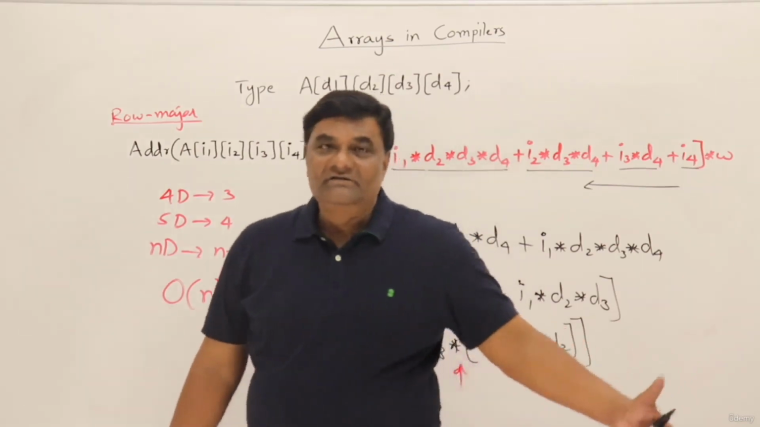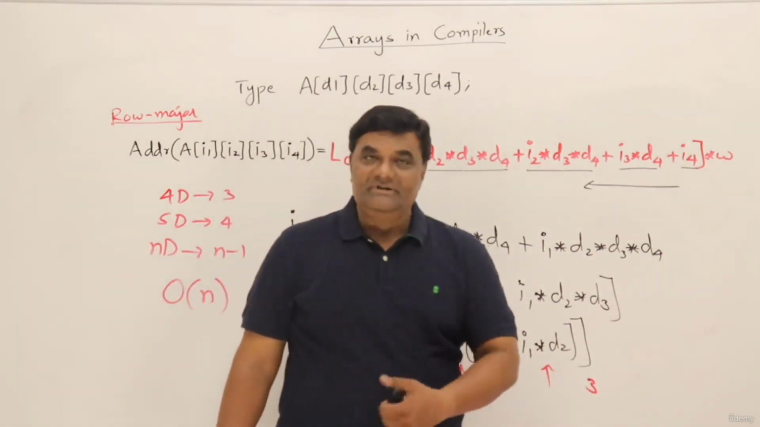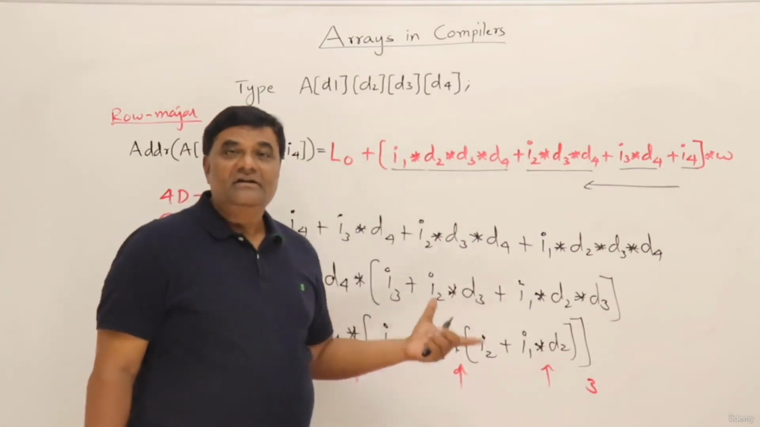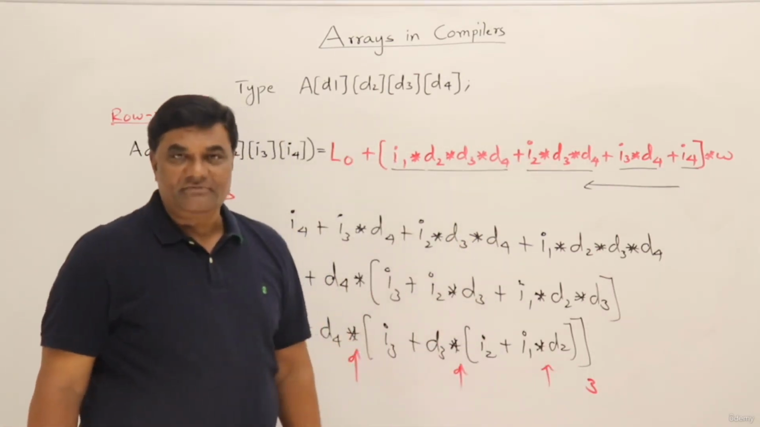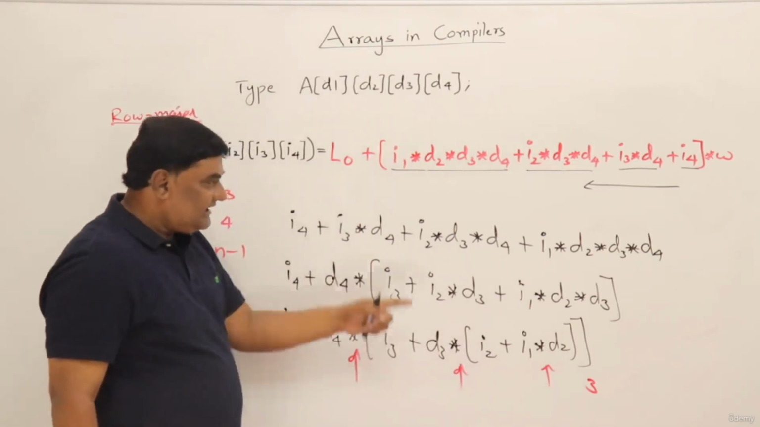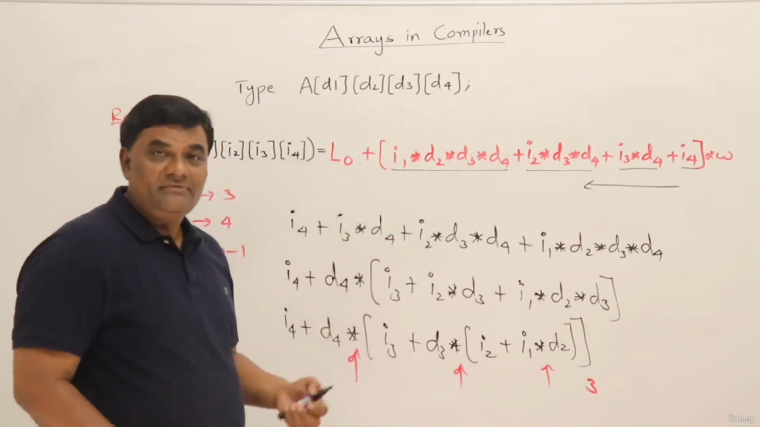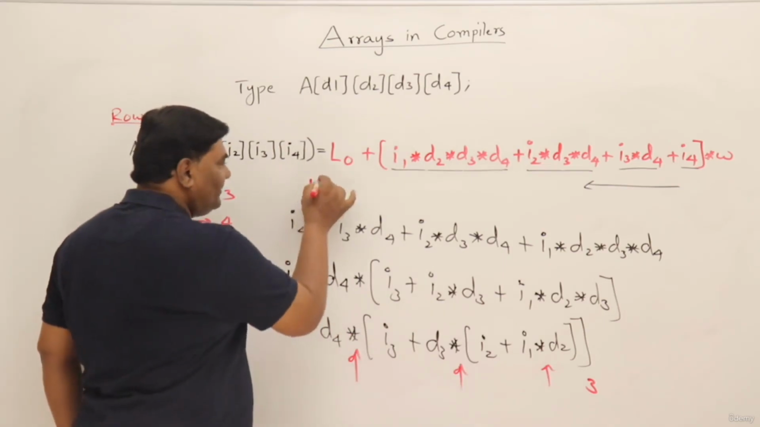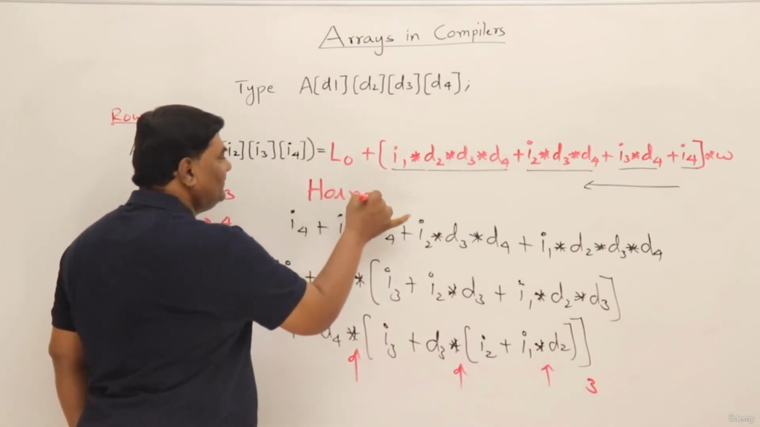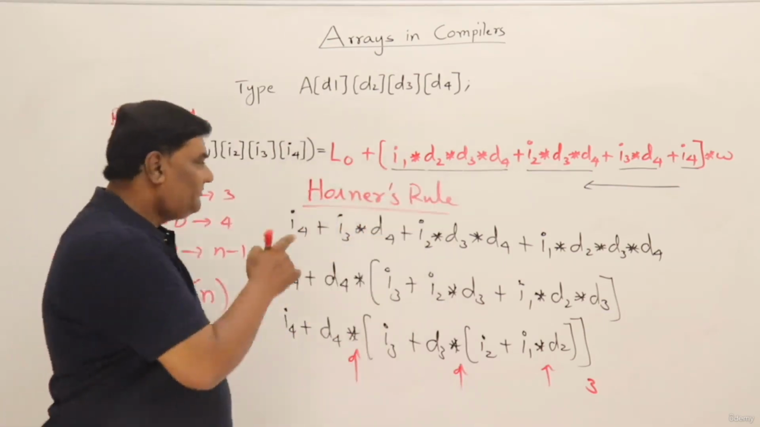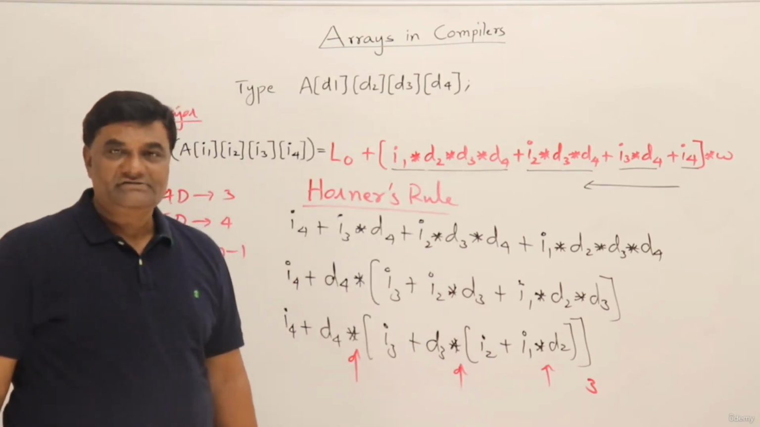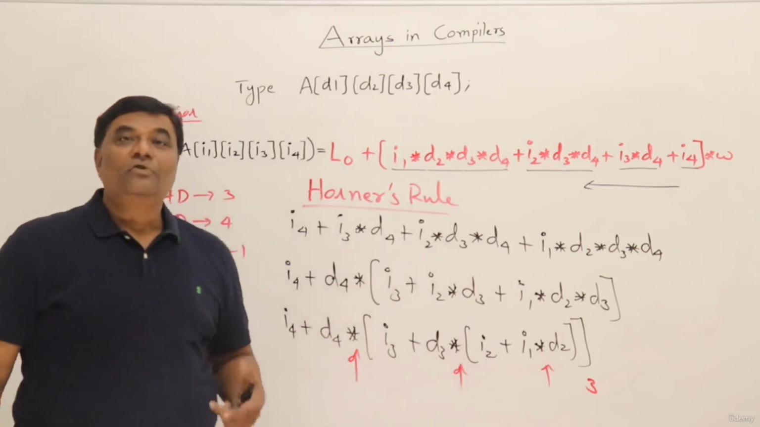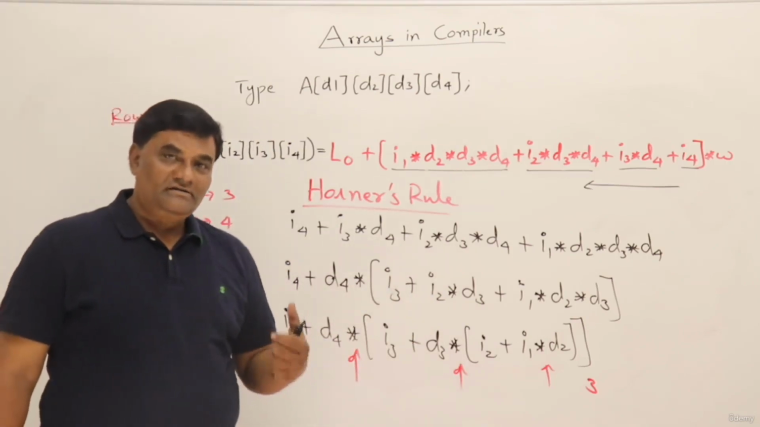So by taking common, I have reduced the number of multiplications. This is how we can reduce the number of multiplications in row major as well as in column major formula. The rule that we have applied, that is taking commons to reduce the number of multiplications, is called Horner's rule. So we have applied Horner's rule to reduce the number of multiplications. So that's all for 4 dimensions to n dimensions.